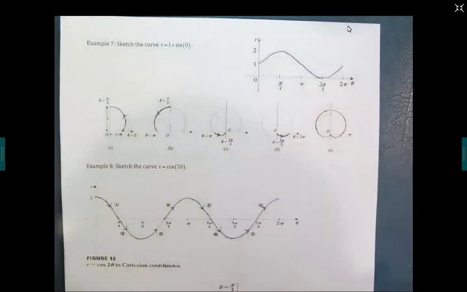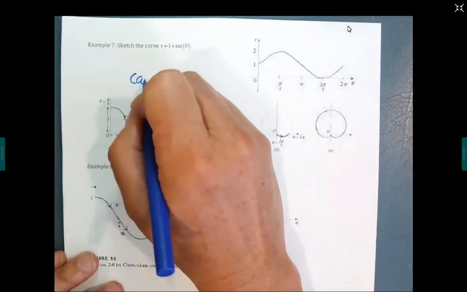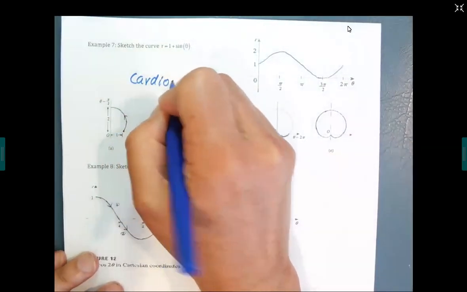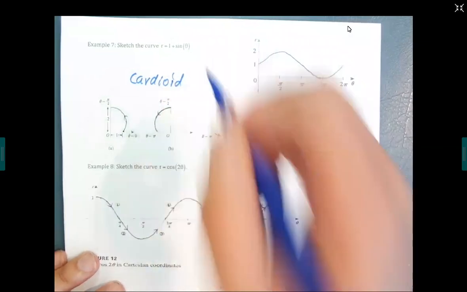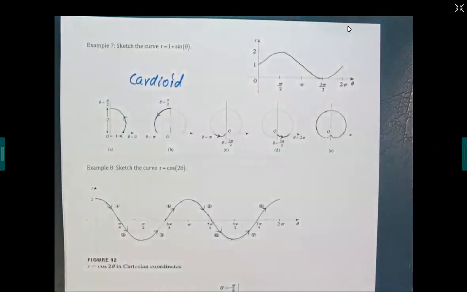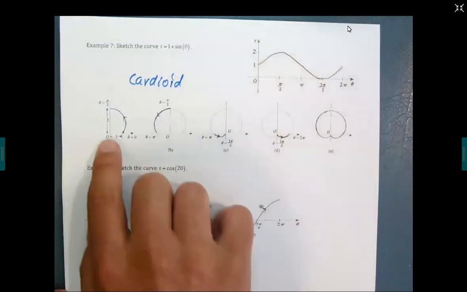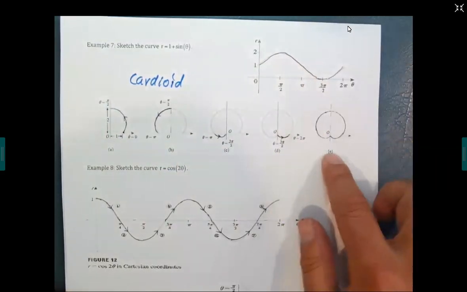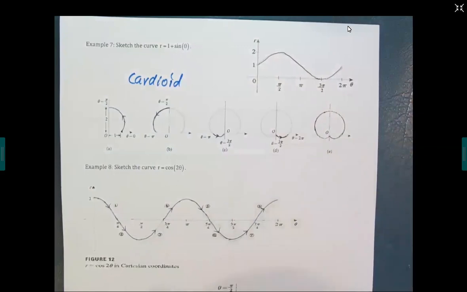So this shape here is called a cardioid. Because it kind of looks like a heart, I guess. So that's where that curve comes from. And again, you can really break this up into the pieces that you see here. So this is the curve here. I want to show you in your calculator how you would graph this.